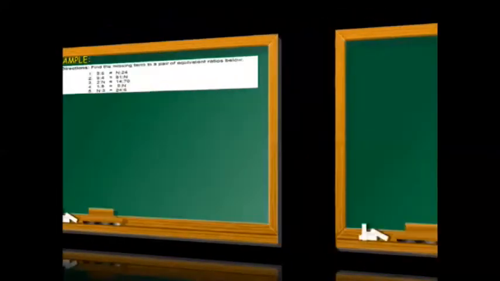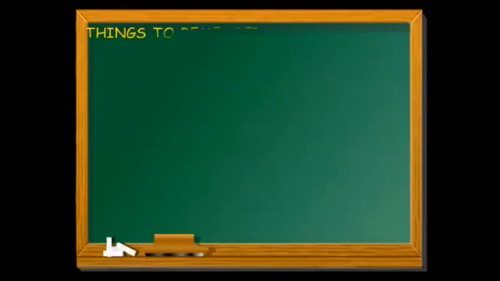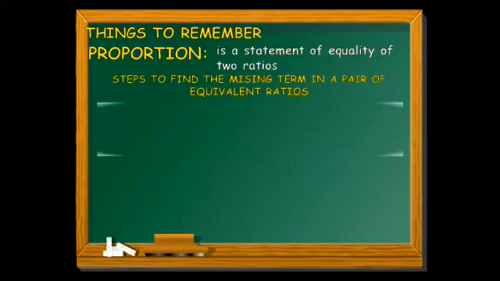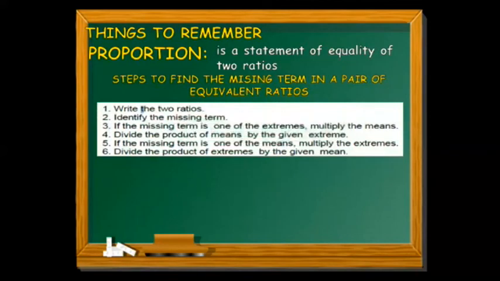Okay? So just to keep it short, let's remember the following things. Proportion is a statement of equality of two ratios. And then the steps to find the missing term in a pair of equivalent ratios. We have 6 steps. Number 1, write the two ratios. The second one is identify the missing term. The third one is if the missing term is one of the extremes, multiply the means. Number 4, divide the product of means by the given extreme. Number 5, if the missing term is one of the means, multiply the extremes. And number 6, divide the product of extremes by the given mean.